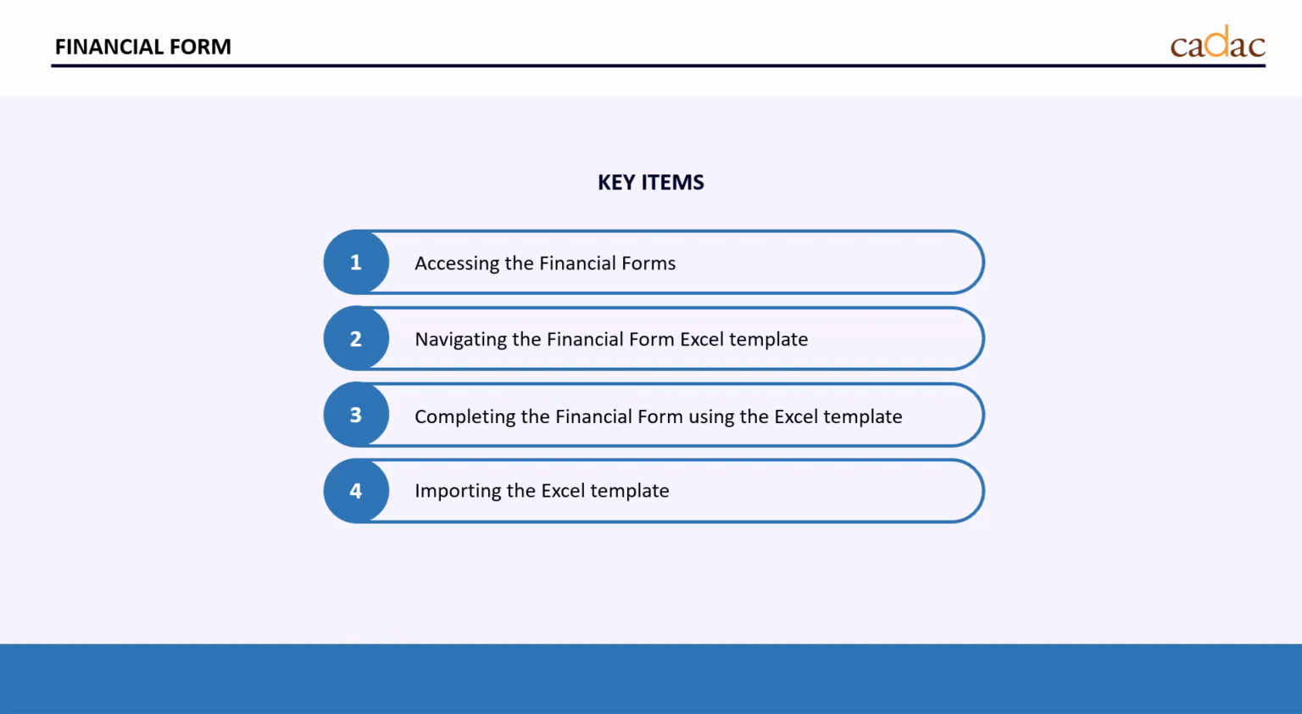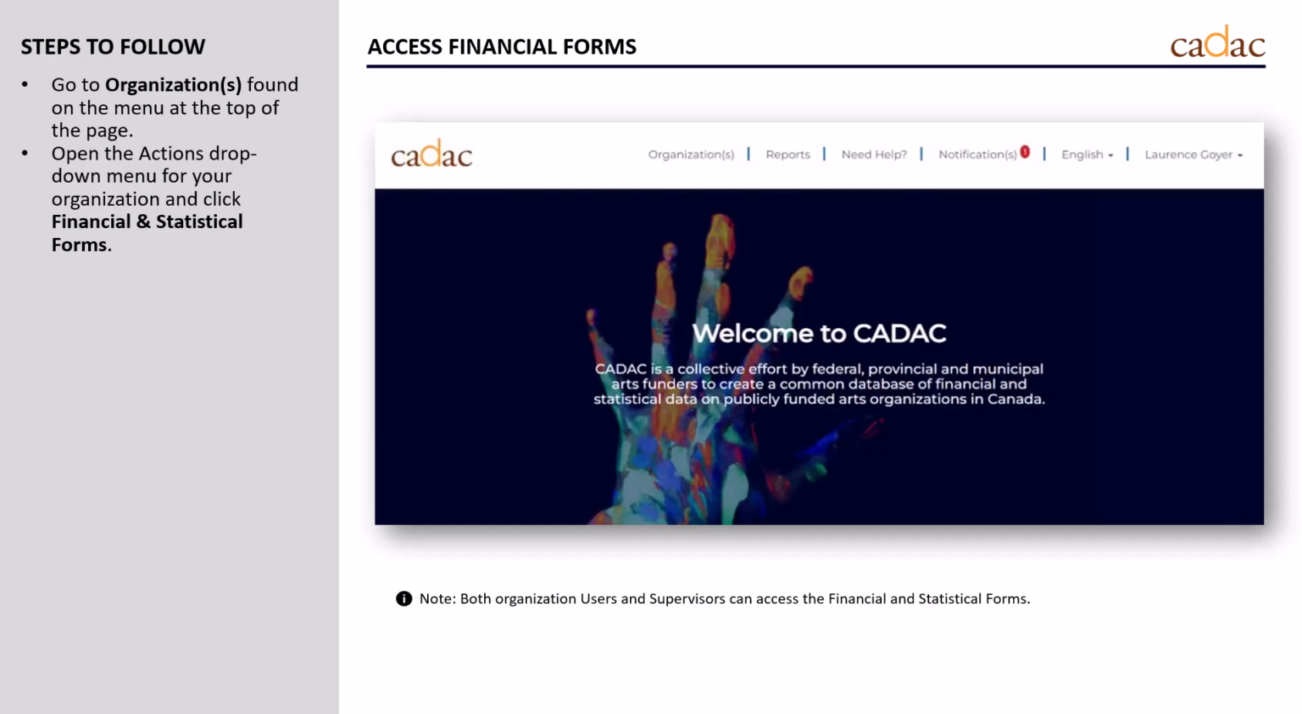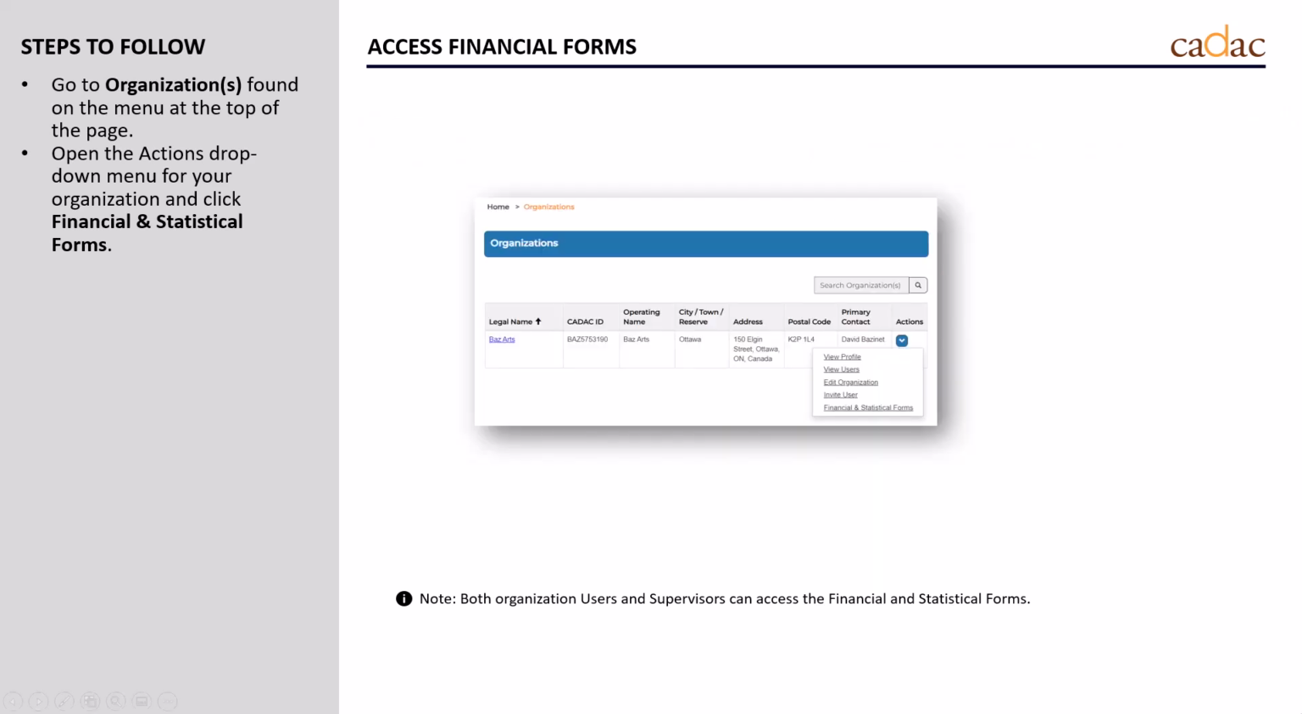First, let's go over how to navigate to the financial forms. From the homepage, click on Organizations in the top menu. On the Organizations page, open the Actions drop-down menu for your organization and click on Financial and Statistical Forms. You will be redirected to the Financial and Statistical Forms page.